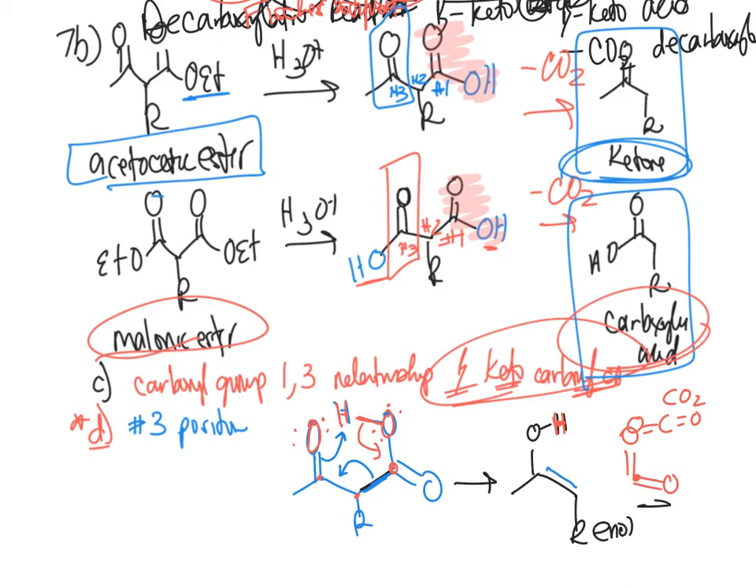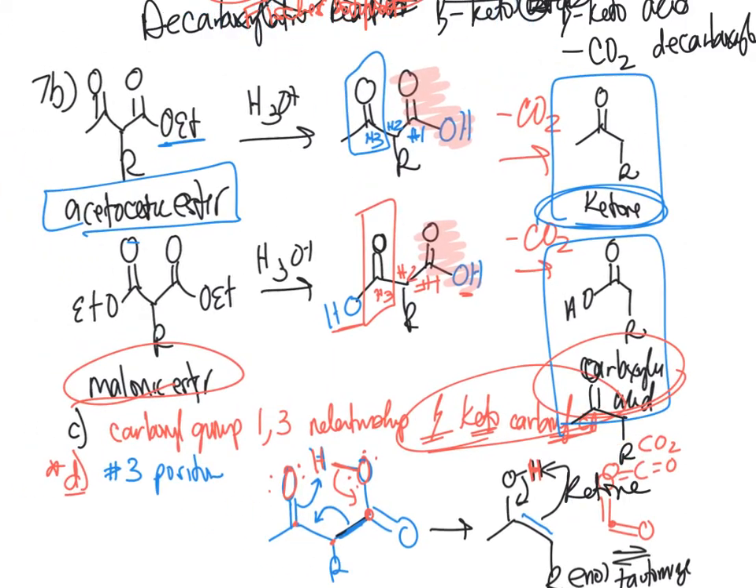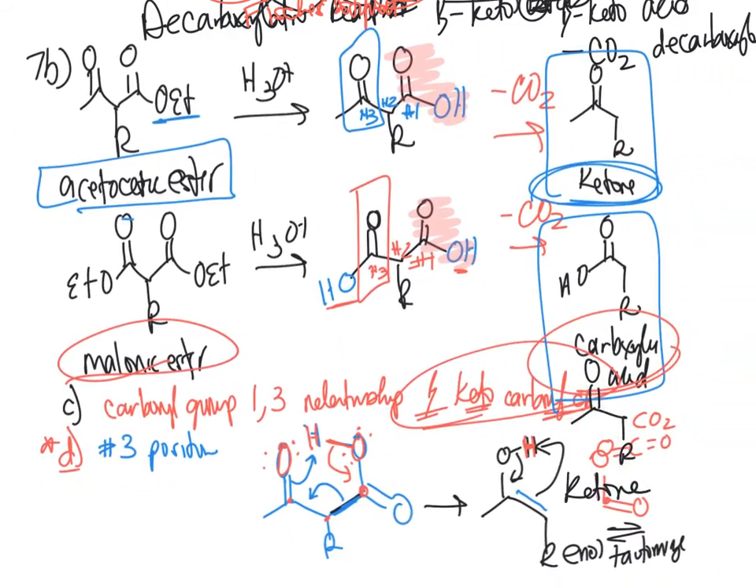And enols, we understand, tautomerize. And so I just do it quick and easy like this, and you see that you have, that is your ketone. And that is the product of a decarboxylation reaction with the acetoacetic ester synthesis.